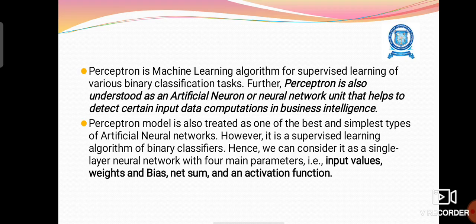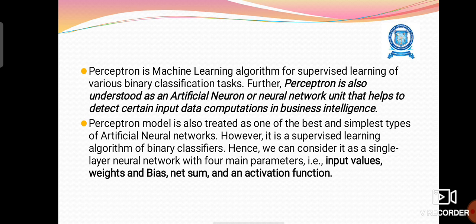Perceptron is a machine learning algorithm for supervised learning of various binary classification tasks. It is also understood as an artificial neuron or neural network unit that helps to detect certain input data computations in business intelligence. This model is also treated as one of the best and simplest types of artificial neural network. However, it is a supervised learning algorithm for binary classifiers.